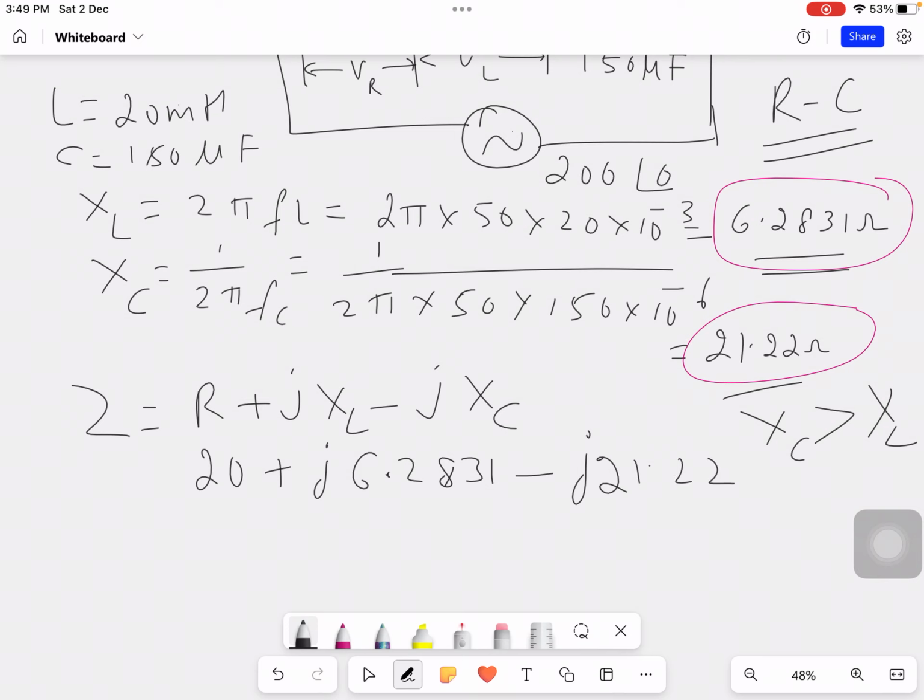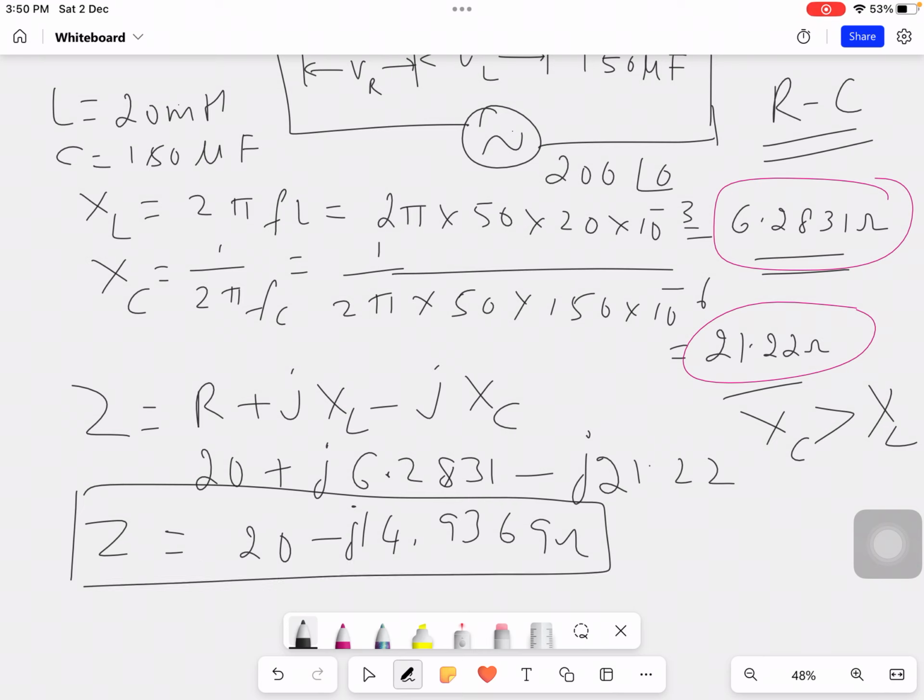Now you will get, do directly addition subtraction now. So Z is equal to 20 minus, so 21 minus 6 is around 14.9369 ohm. This is the impedance value.